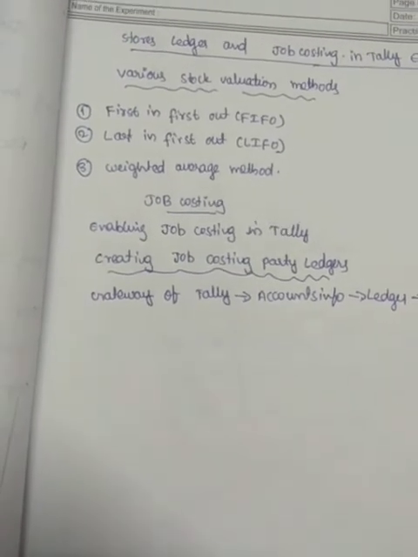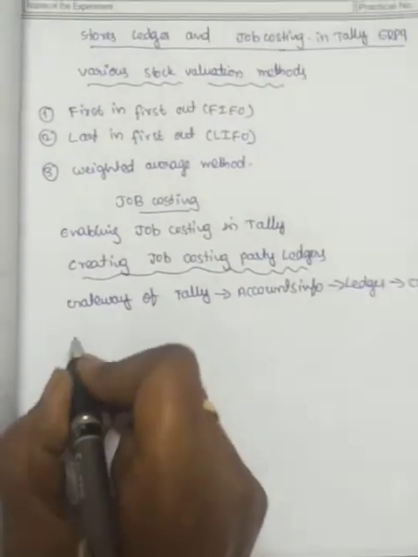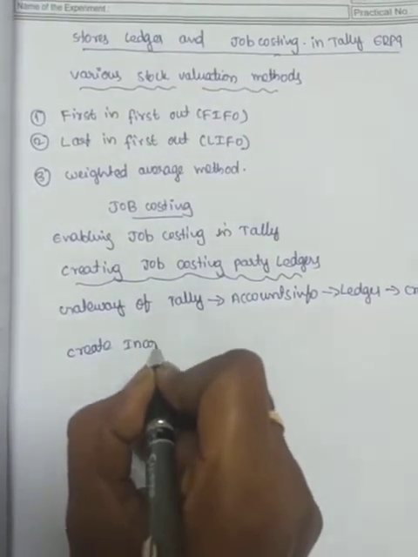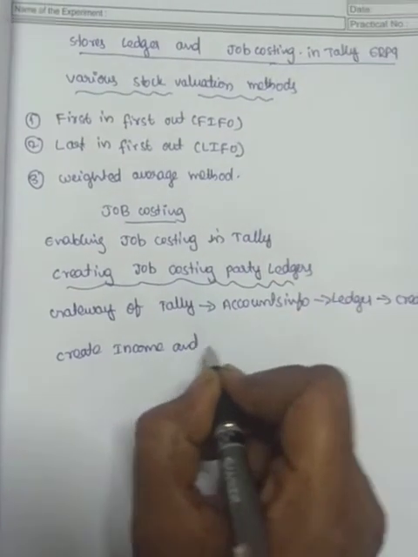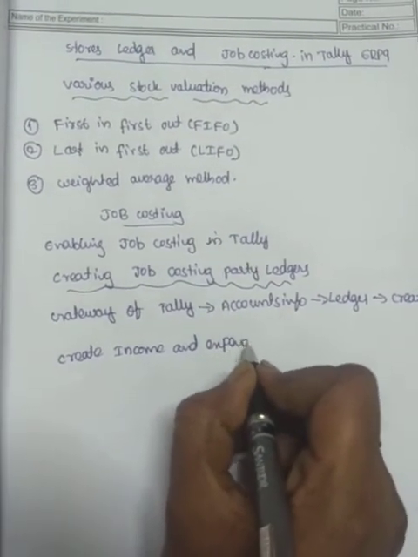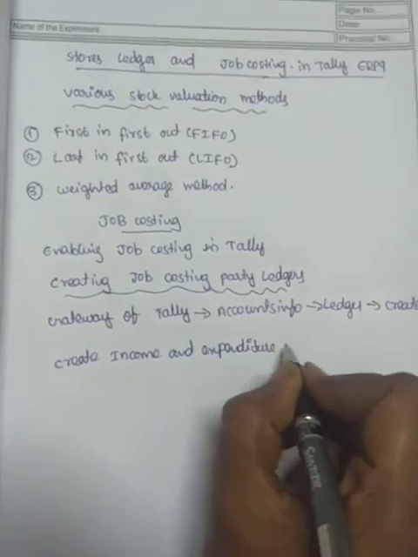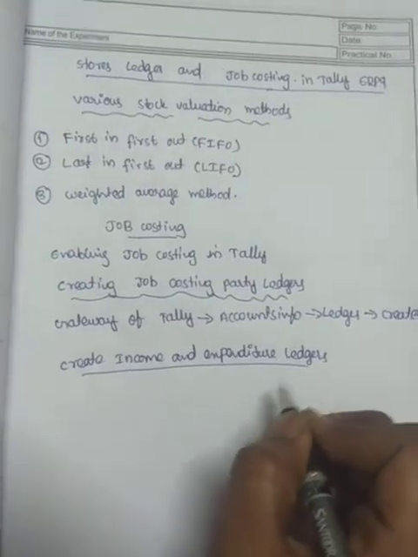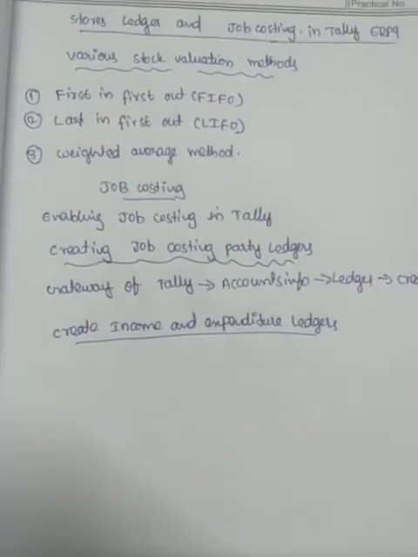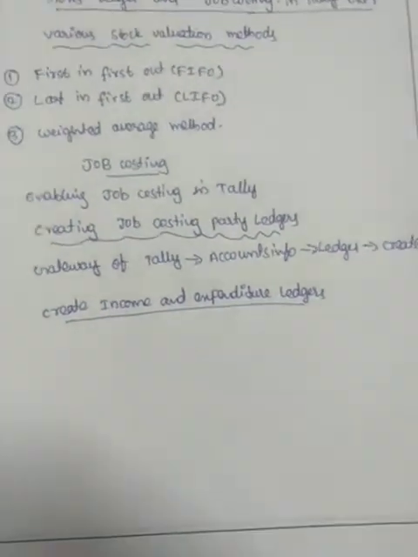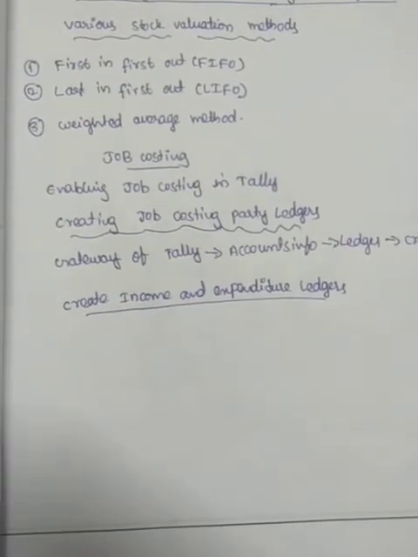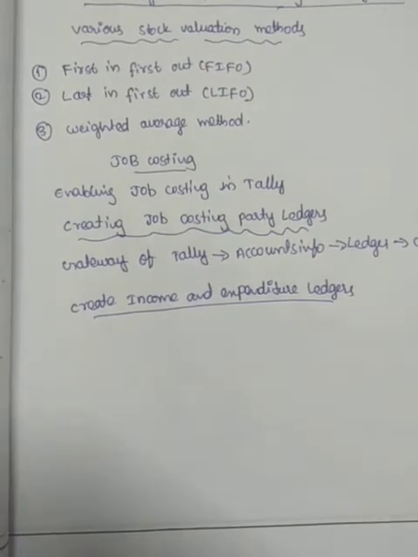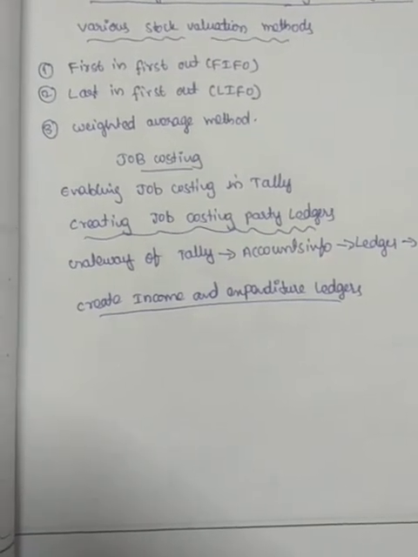So create income and expenditure ledgers. Here, to create the income and expenditure for the project, under the direct income account, expenses ledgers are created.